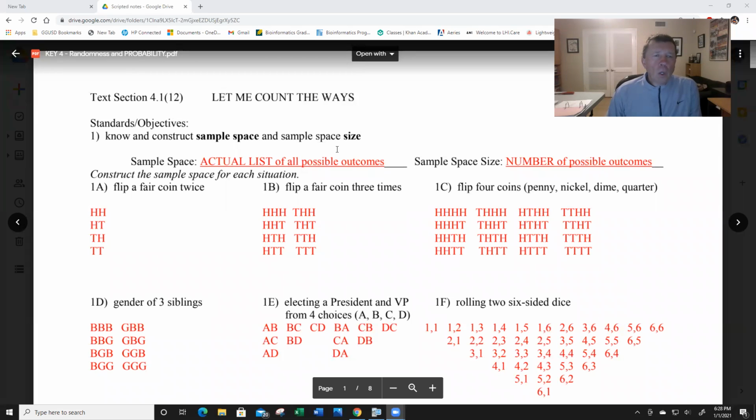All right. We got section 4.1, and it's actually chapter 12 in JV statistics. We are in probability. Probability has a tendency to be tedious. I wouldn't say difficult, just tedious.